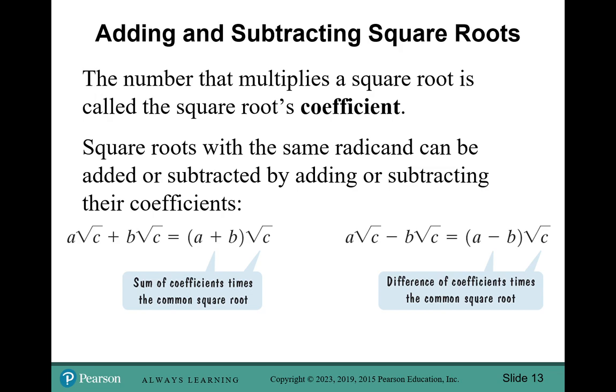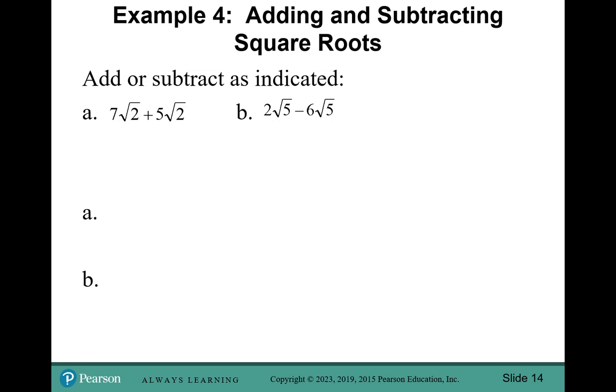We can also do this with subtraction. So a square root c minus b square root c equals a minus b times the square root of c. The difference of the coefficients times the common square root. So let's add or subtract as indicated.